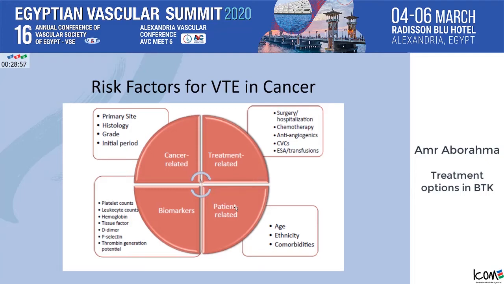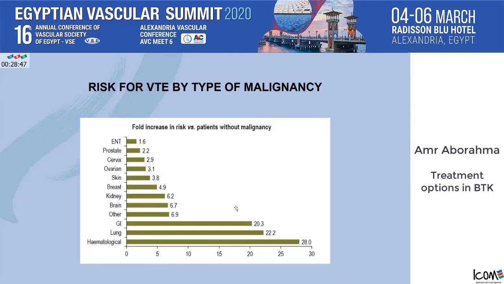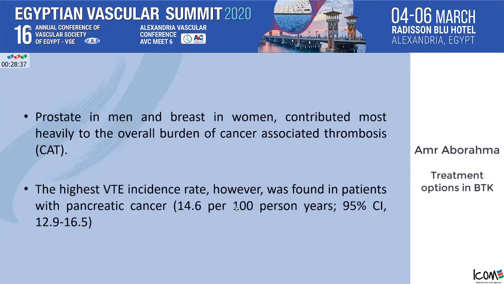Many risk factors are included in the risk for VTE, which may be treatment-related, cancer-related, patient-related, or biomarkers. The highest risk of DVT is with hematological malignancies, followed by lung and GIT cancer. And due to their high incidence, the prostate in men and the breast in women contribute most heavily to the overall burden of cancer-associated thrombosis.